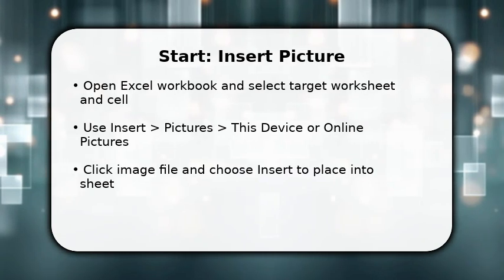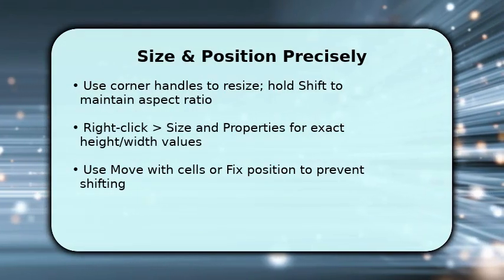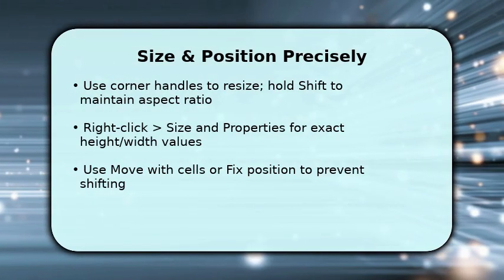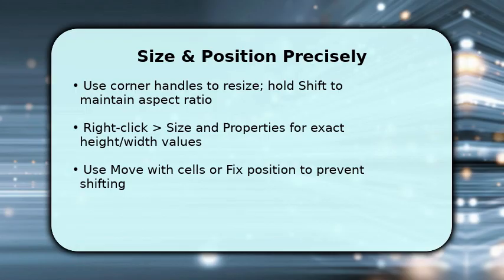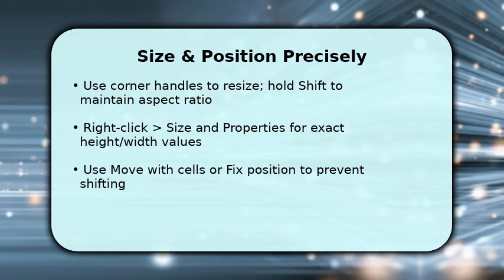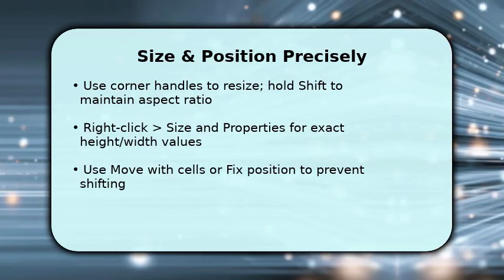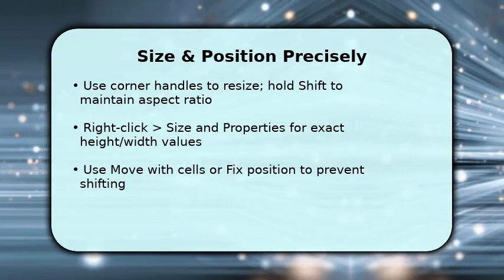With the image selected, you control size and placement. Drag a corner handle while holding Shift to maintain the aspect ratio. Avoid side handles unless you need stretching. For precise dimensions, right-click and choose Size and Properties to enter exact height and width values. To align with cells, snap corners to cell edges or use Excel's Align tools on the Picture Format tab.